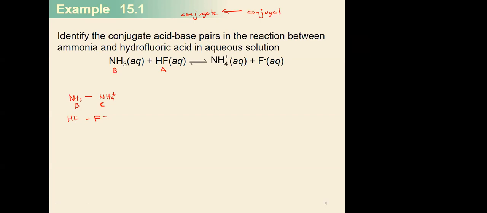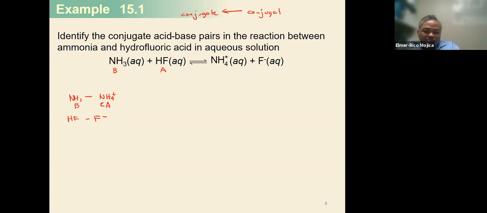Conjugate acid. So what separates the two? What's the difference between ammonia and ammonium ion? One has what? Okay, one has an additional hydrogen, H plus. Now how about the HF? So this is the acid. So what do we call the F minus here? Conjugate what? That's your conjugate base.